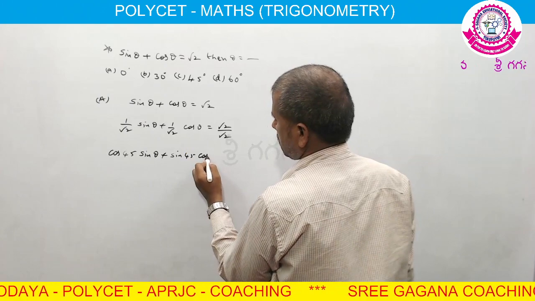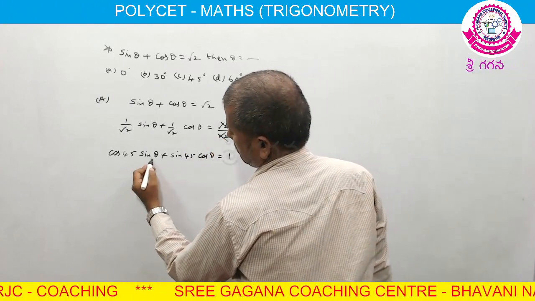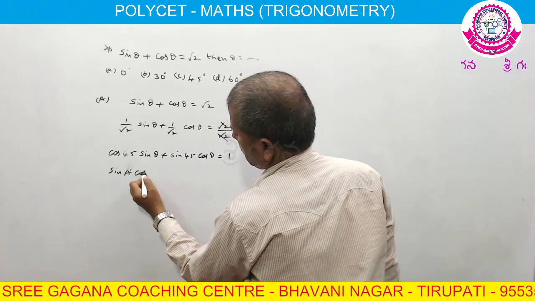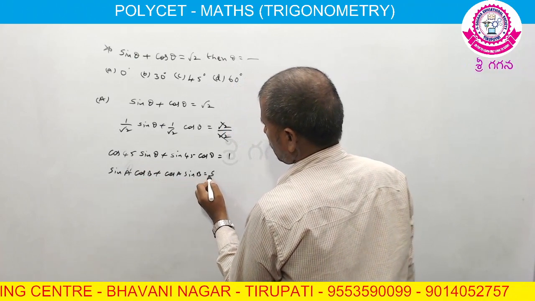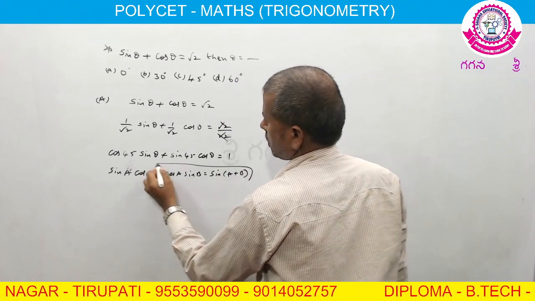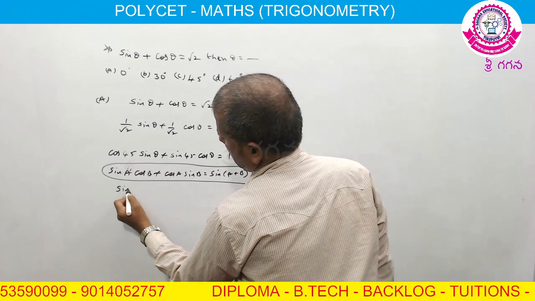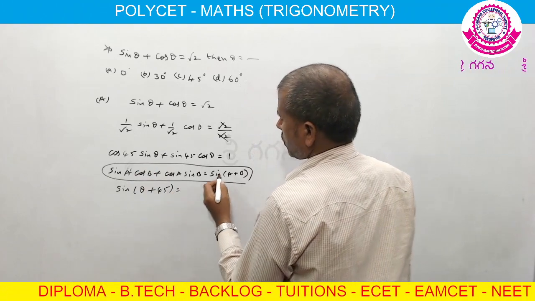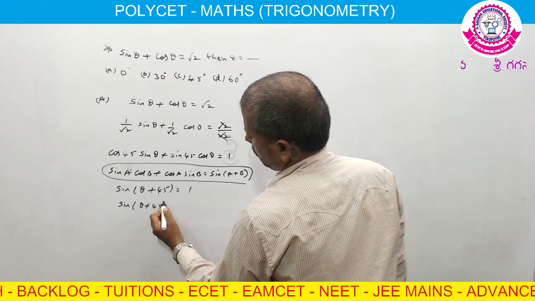Next, root 2 cancels with root 2, leaving 1. So sin A cos B plus cos A sin B. We know the formula: sin of A plus B. So very simple, sin of A plus B. Here A means theta, B means 45, equal to 1. So sin of theta plus 45 equals 1.